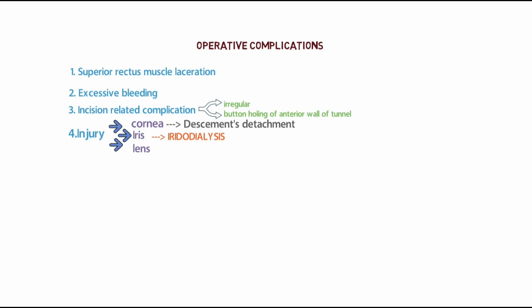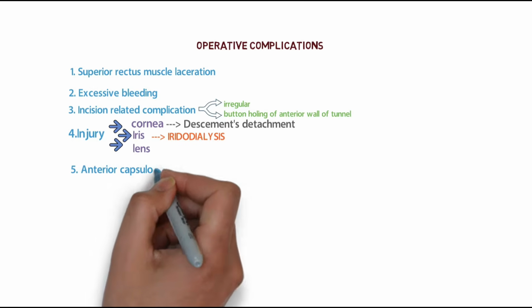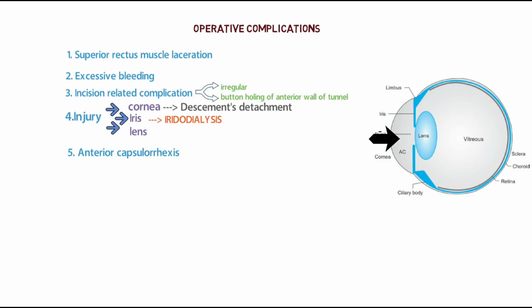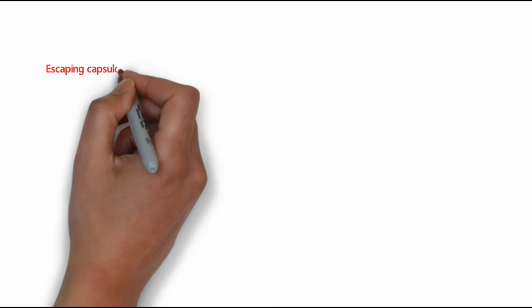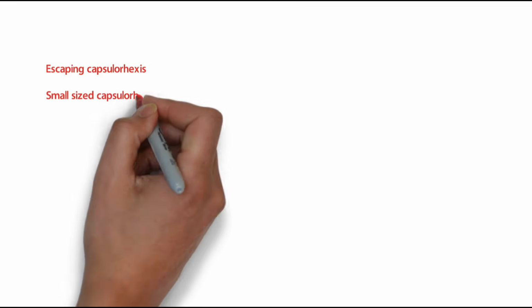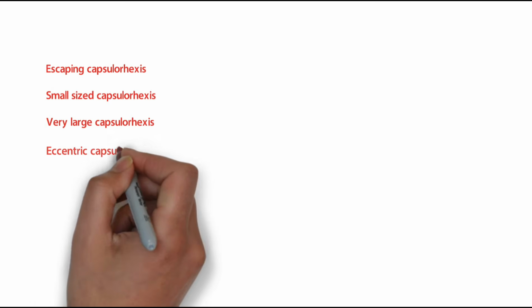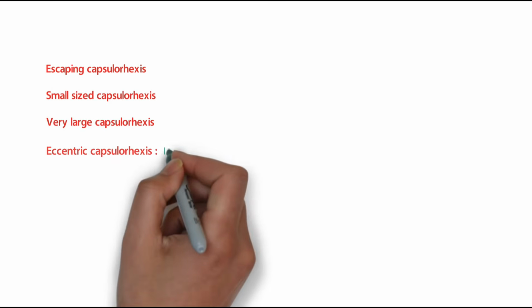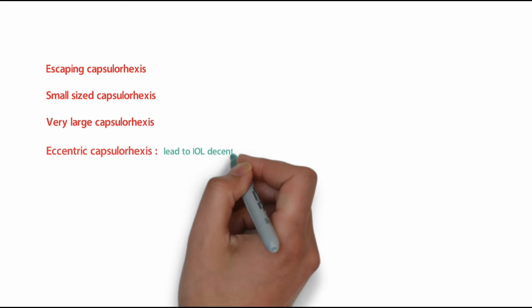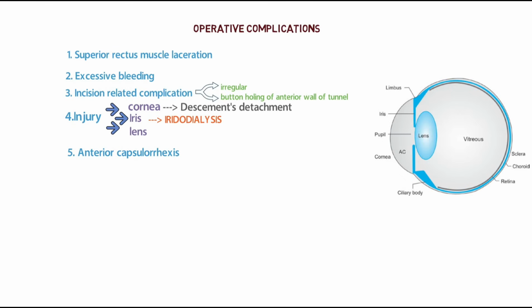Then there are complications related to the anterior capsulorhexis, because first there is the anterior capsule. So there might be problems like an escaping capsulorhexis, a small capsulorhexis, or a very large capsulorhexis, which may cause problems for the placement of the intraocular lens in the bag. And remember that an eccentric capsulorhexis can lead to intraocular lens decentration at later stages. So these are the problems due to anterior capsulorhexis.